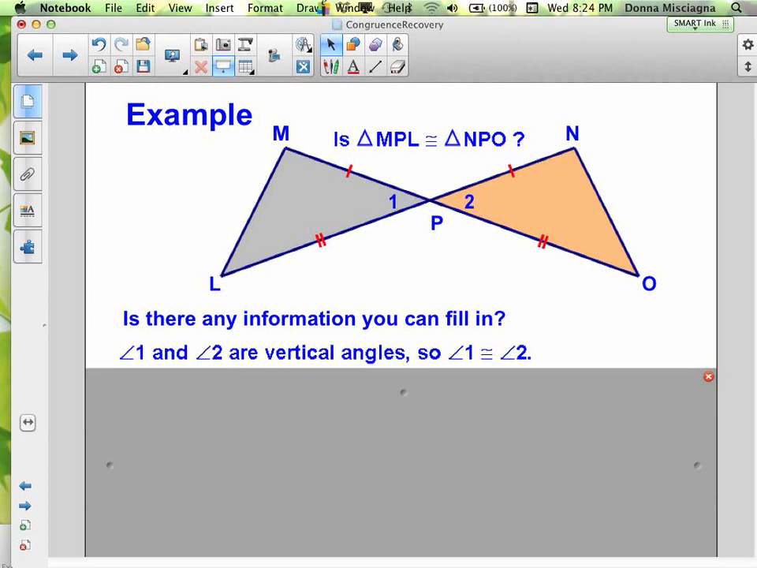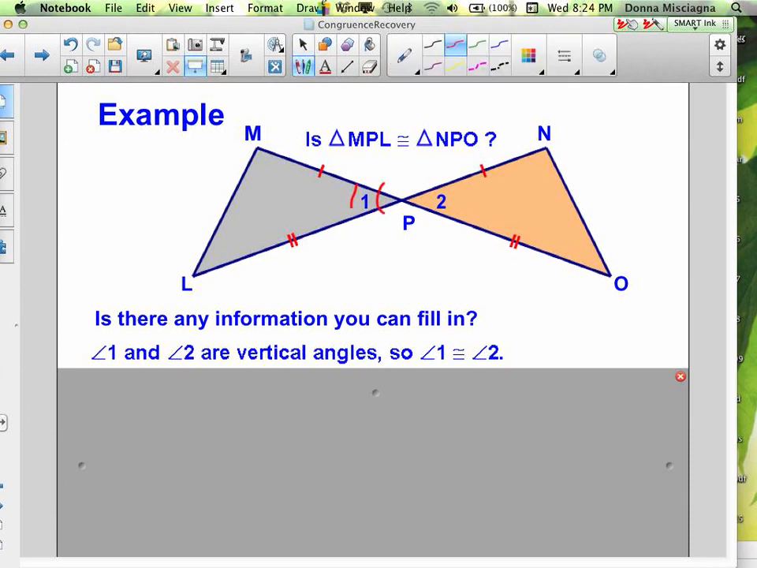Well, we know angle 1 and angle 2 are vertical angles, right? Two angles formed by intersecting lines. Hopefully that won't happen again. There we go. And so we know those have to be congruent to one another.